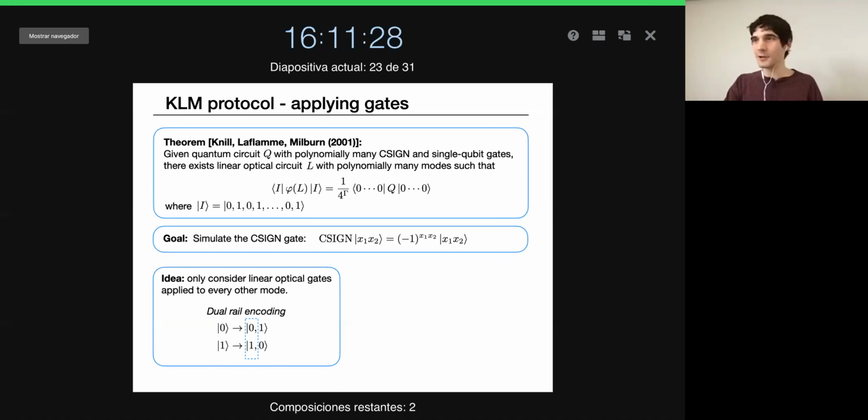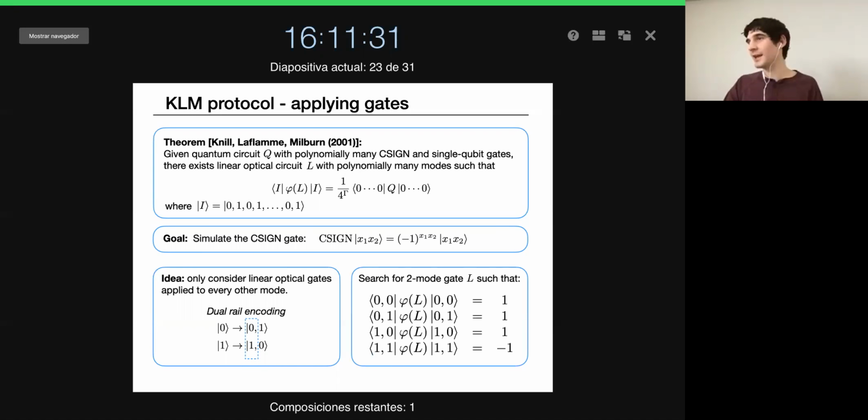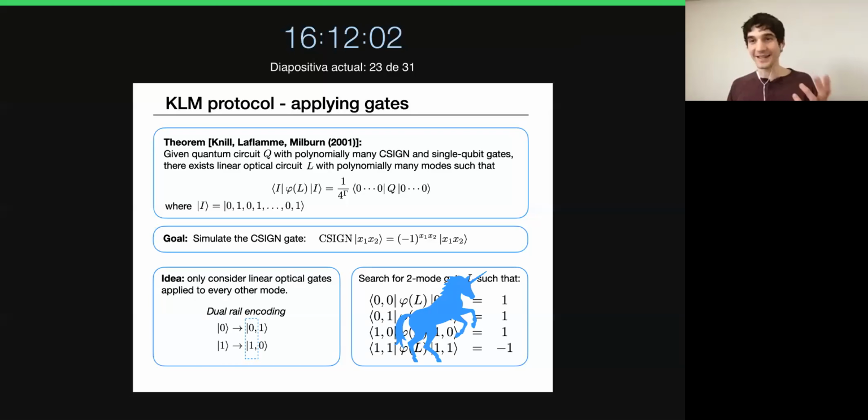So what we can do is search for some 2-mode gate L such that all of the following conditions hold. If you start with 0 and 0, so this would be the first mode of the first qubit and this is the first mode of the second qubit, if both of these are 0, then your transformation just does nothing. Same thing if there's exactly 1 photon in one of these modes. But if there are 2 photons in one of these modes, then you need to apply a phase of -1. It's totally reasonable to hope that such a gate exists, but actually such a gate does not exist. You can search forever for this gate and you won't find it.